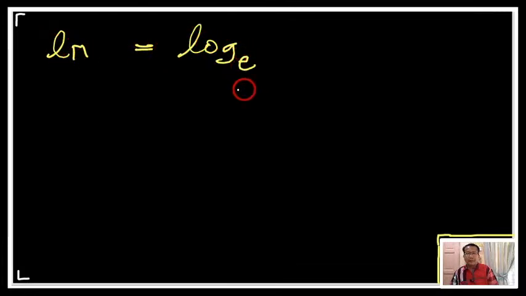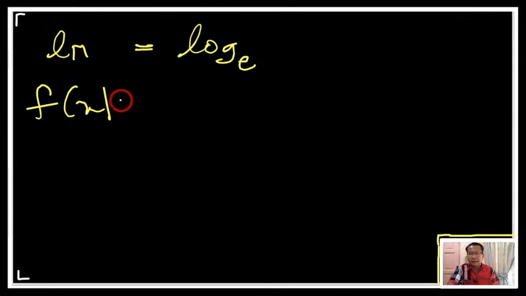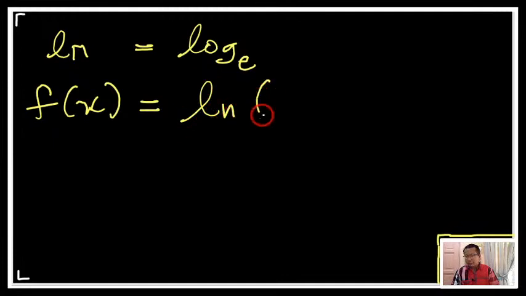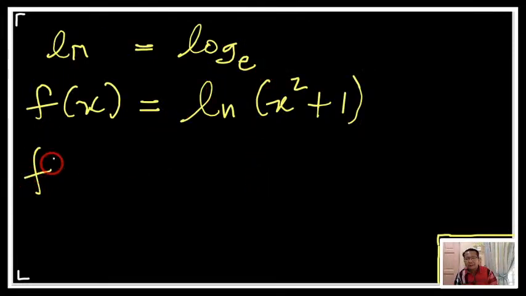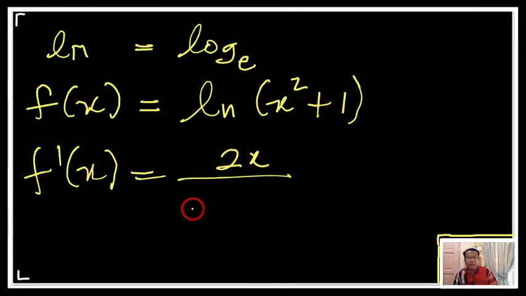Next one is log base e. ln is log base e. This one is the same thing. So f(x) is equal to ln of x squared plus 1. The difference is only the ln 2. The derivative over copy. So the derivative is 2x from here over copy. You copy x squared plus 1. No need to put ln because log e is 1. So you don't need to put it there.